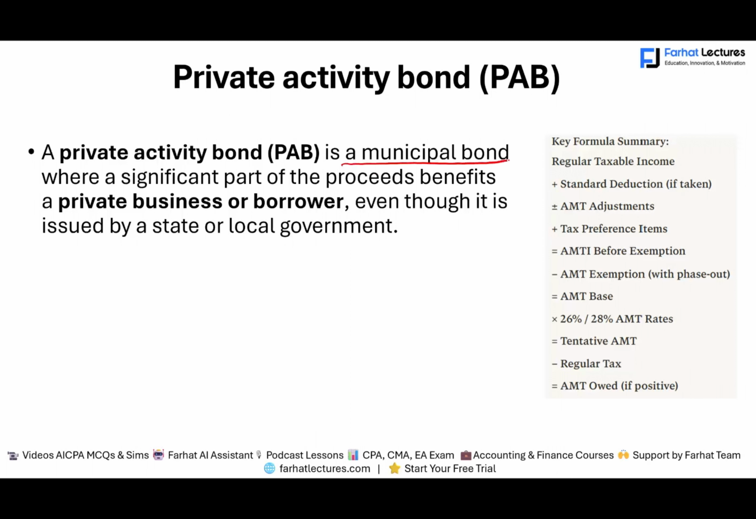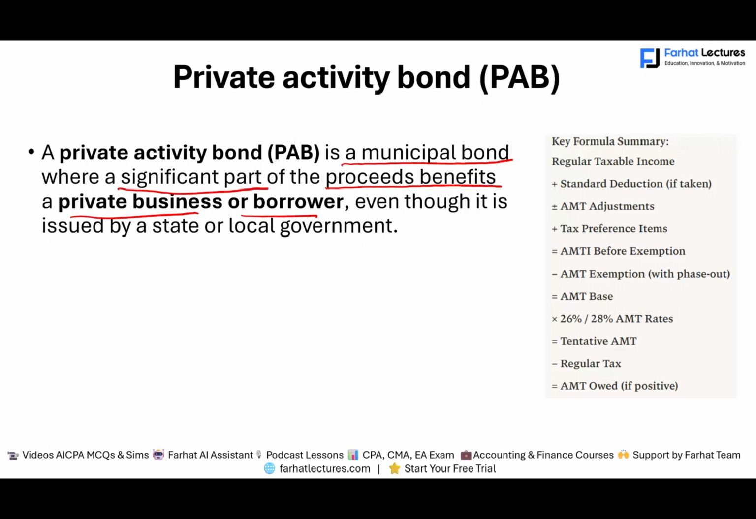PAB is a municipal bond, but notice where a significant part of the proceeds benefit a private business or borrower, even though it's issued by a state or local government. Here's what happens sometimes. The state or local government or the county issue a municipal bond. The regular municipal bond, the majority of them are 100% tax-free for regular tax, tax-free for AMT. But PAB, private activity bond, what happens is part of the proceeds are given to a private business or a private borrower. Now, why would they do that?